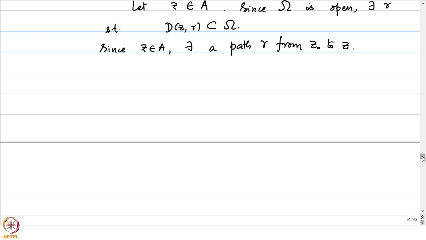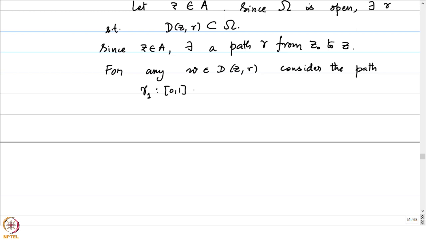Now, for any w in D(z, r), consider this particular path, gamma 1, from [0, 1] to omega, given by gamma 1 of s equal to, a path which I want to start from z and which ends at w.